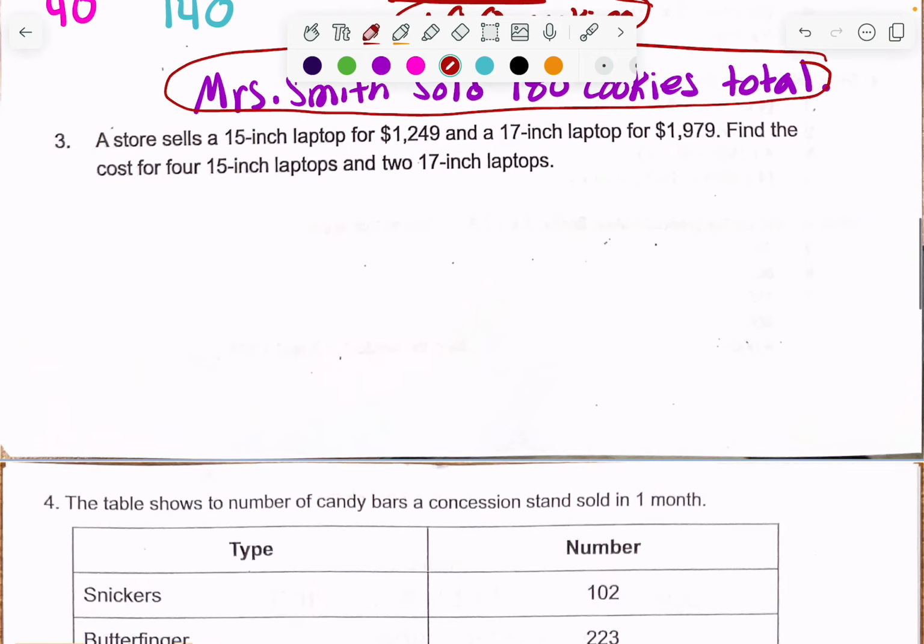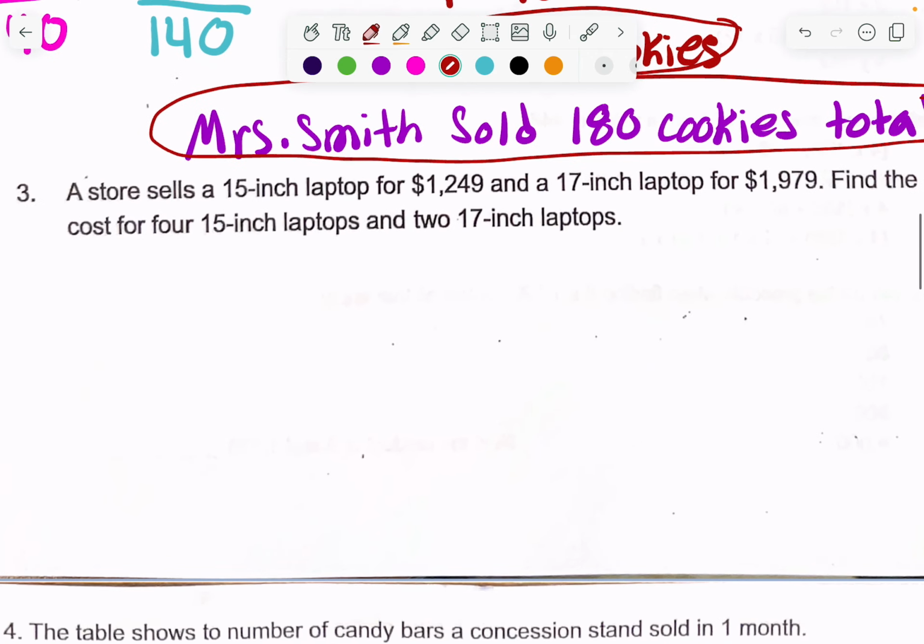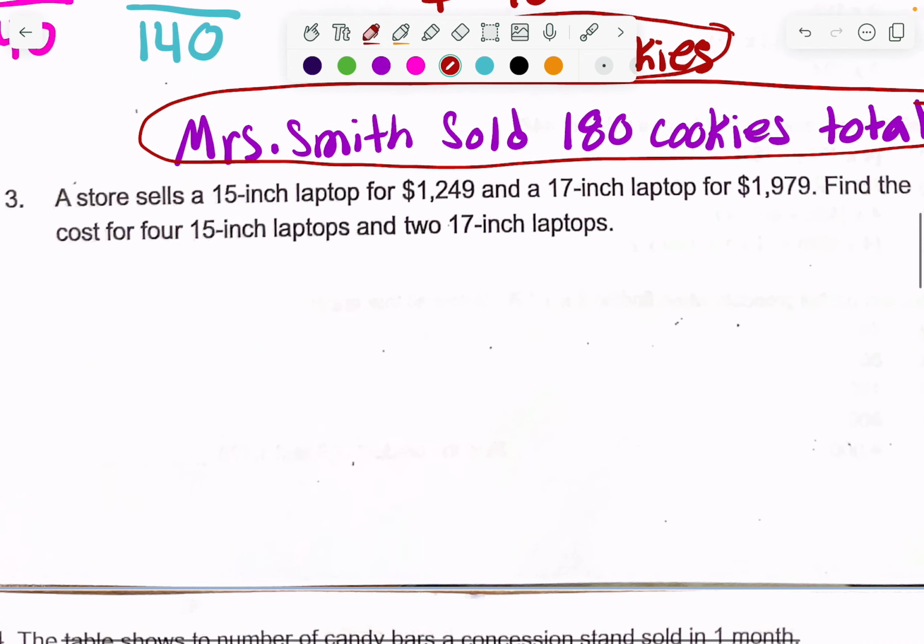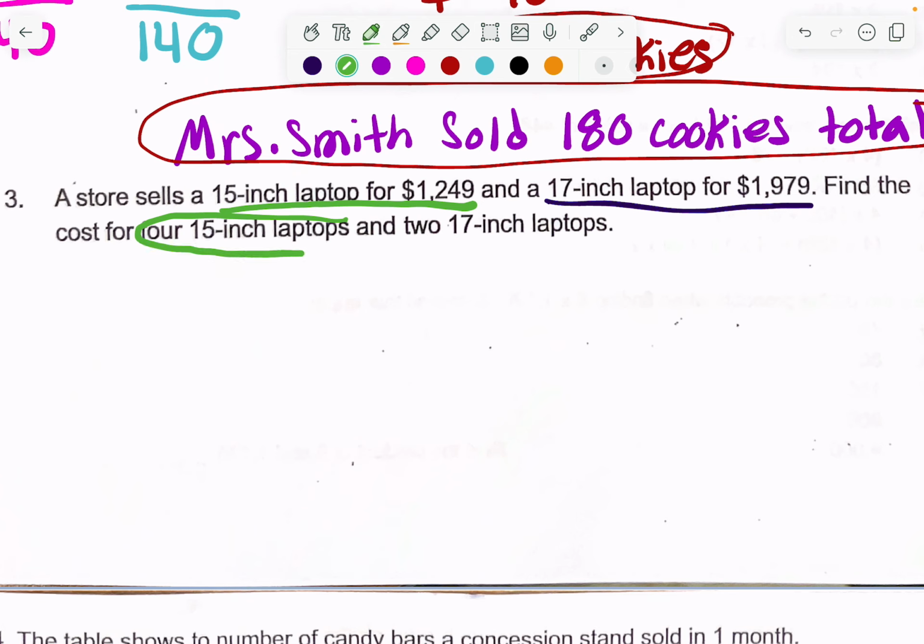And lastly, we have, I think this one's a little bit harder because it's more of a multi-step one. So this is number 3 on my guided worksheet. So a store sells a 15-inch laptop for $1,249. And the store sells, I'm going to use a different color, a 17-inch laptop for this much. Find the cost of 4. So this is the most important thing right here. It says find the cost of 4 15-inch laptops. And then it says find the cost of 2 17-inch laptops.